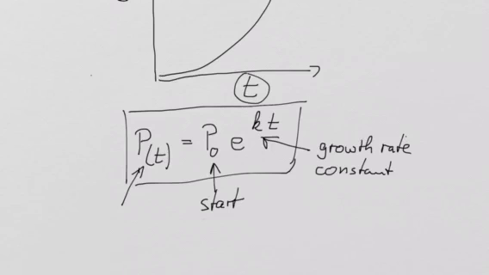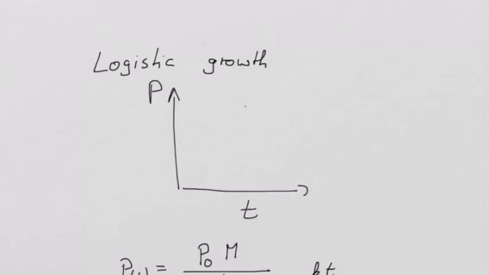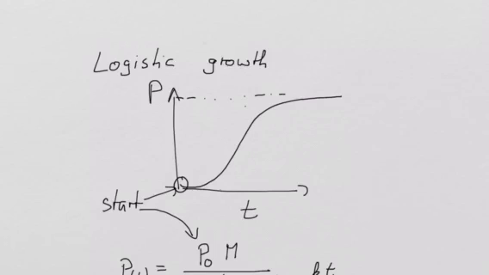Now, the difference to the logistic growth is that when we look at a logistic growth, we don't see unlimited growth. We see a typical sigmoidal shape of this curve. And here again, we have our starting population. So again, that is start, and we also abbreviate that with P0. But what we see is that the growth does not go ad infinitum. We see that we reach a sort of a plateau.